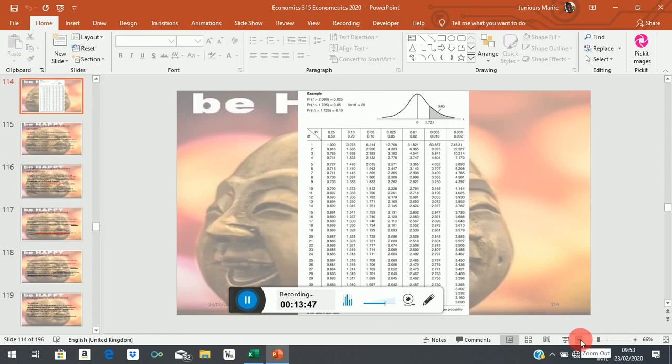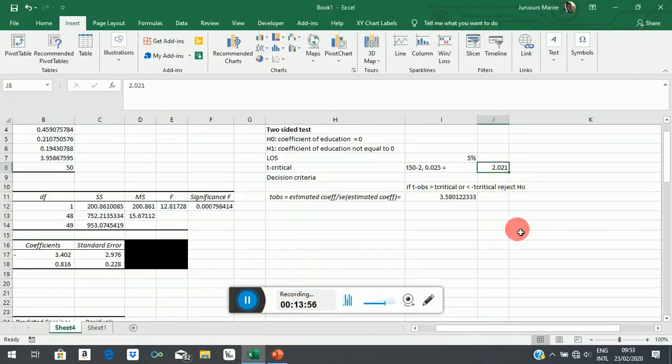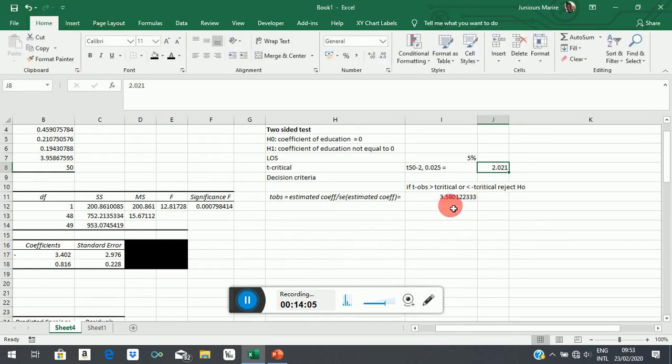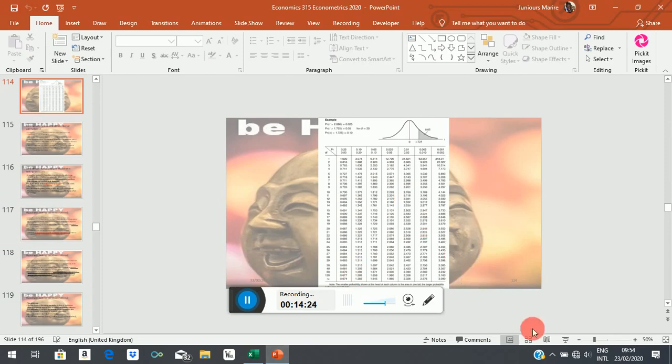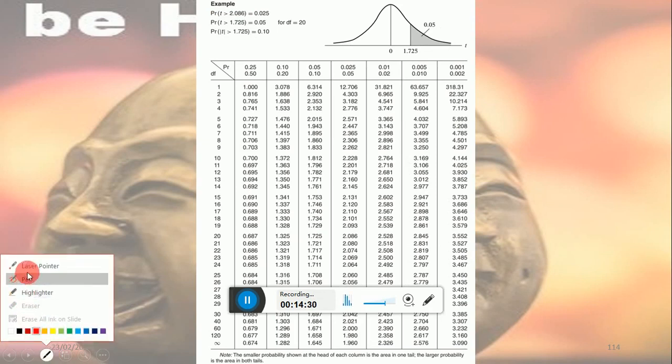What do we do here? Correct, and it is both positive and negative. Right, now let me just try to show you what's happening. So we have two numbers here. We have minus 2.021 and we have 2.021. Okay, these are the two critical limits. Okay, so if you look at 3.58, where is it? Would you say that it is bigger or smaller than the critical values?